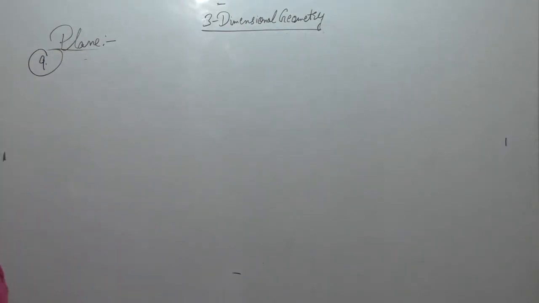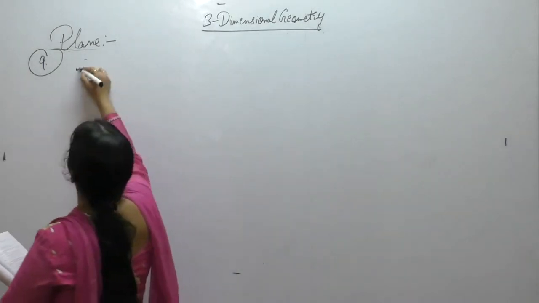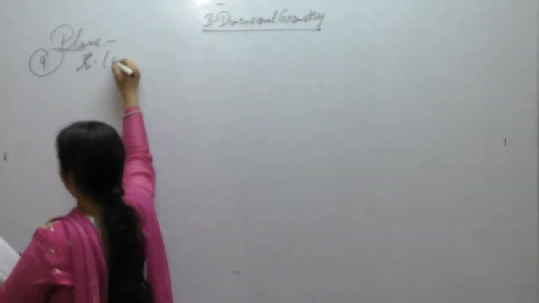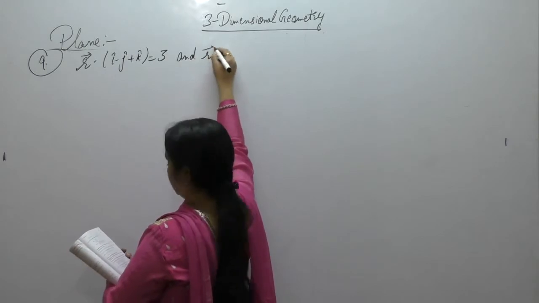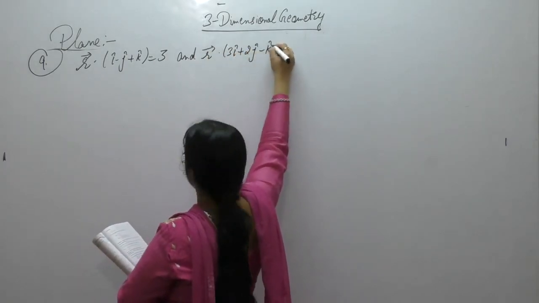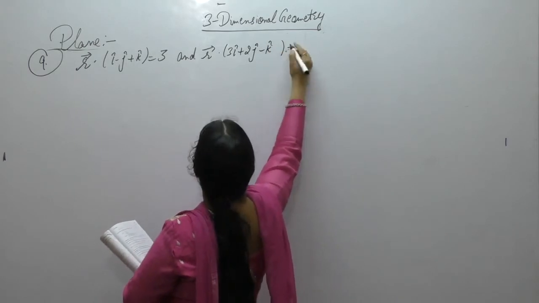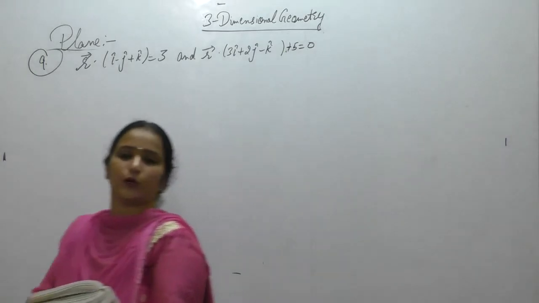Now next one is, show that the normals to the planes r vector dot i minus j plus k is equal to 3 and r vector dot 3i plus 2j minus k plus 5 equals to 0 are perpendicular to each other.